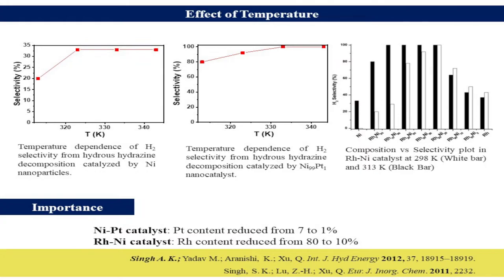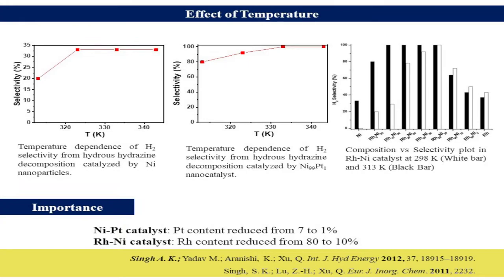What we found is that the nickel catalyst, which is inactive at room temperature, is showing 20% selectivity at 40 degrees and 33% selectivity at a higher temperature. When we study the thermodynamics, the role of temperature is to increase the kinetics only, not the selectivity. So here, we have temperature-induced selectivity enhancement observed in the nickel catalyst. Based on this result, we prepared a nickel-platinum catalyst containing platinum only 1% to check whether temperature-induced selectivity enhancement occurs or not.